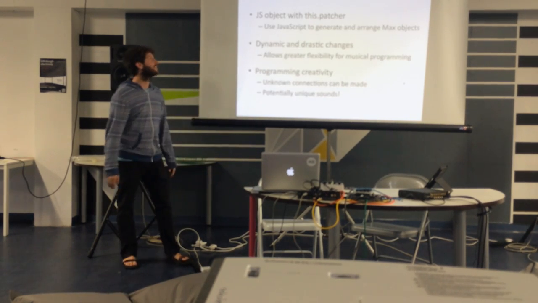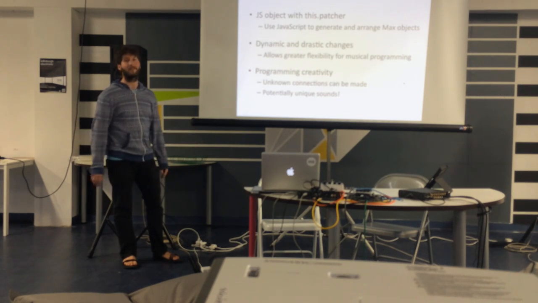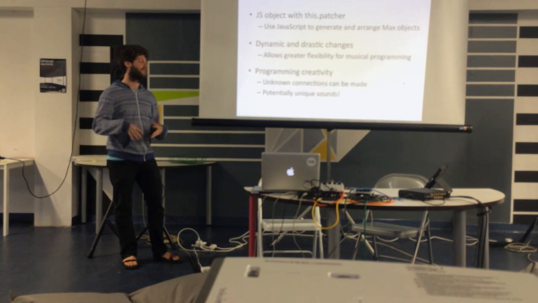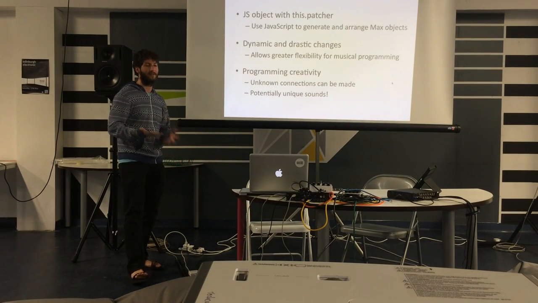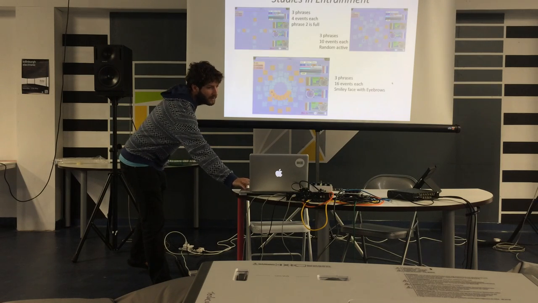So JavaScript in Max is really powerful because it can just talk to Max itself. Now instead of making objects, you just tell JavaScript what objects you want to make and it makes them for you. You can change things on the fly that you wouldn't be able to change just in Max. So in that way you can have more creativity that you couldn't have before in just Max. So, some examples.